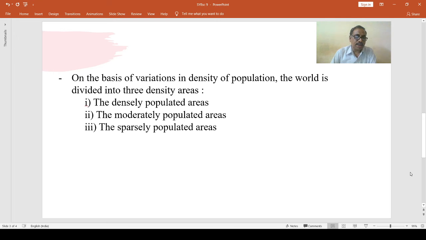Some Asian countries like Burma, Thailand, Vietnam, Cambodia have moderate density of population where majority of people are dependent on seasonal agriculture. Then sparsely populated areas. Over 70% of the land surface is sparsely populated. Some regions are sparsely populated where density of population is less than 50 persons per square kilometer.